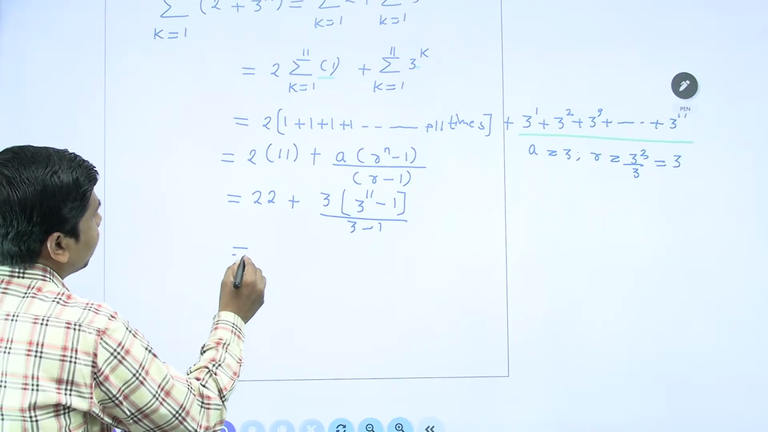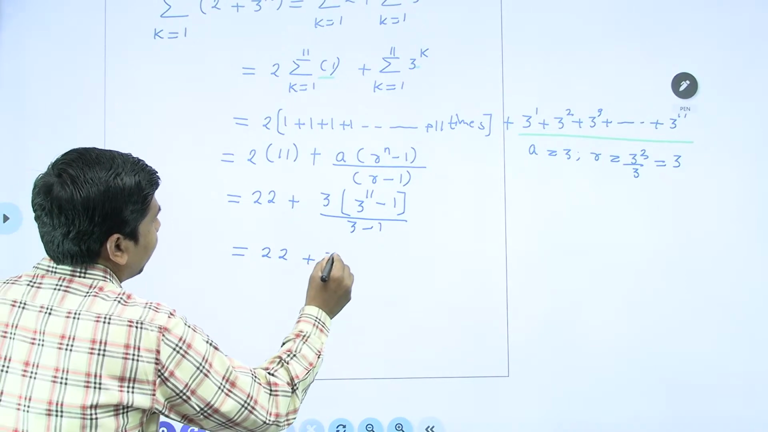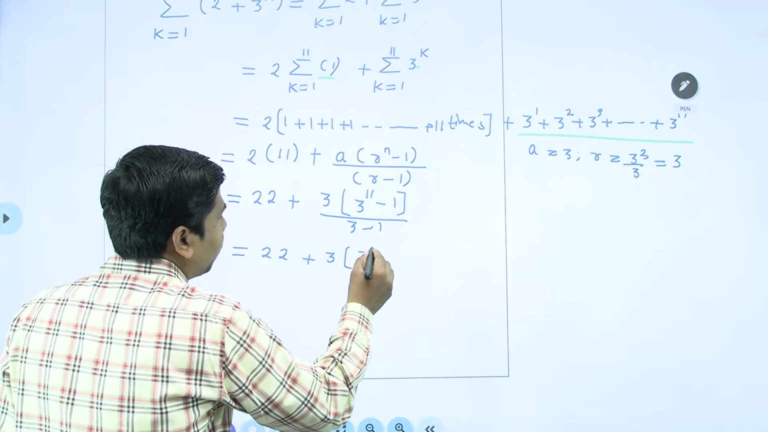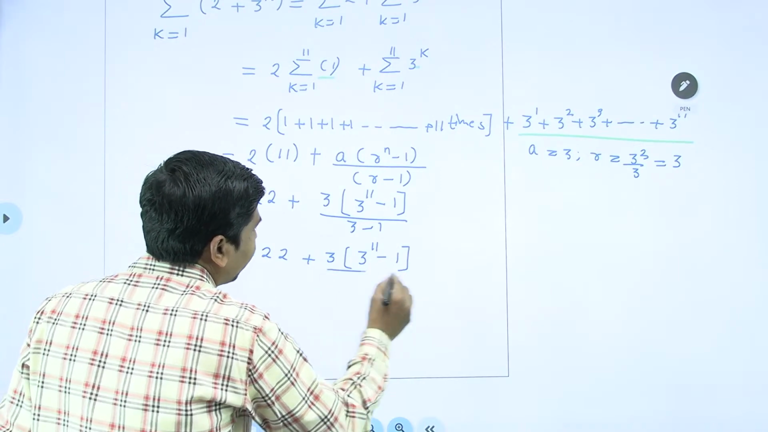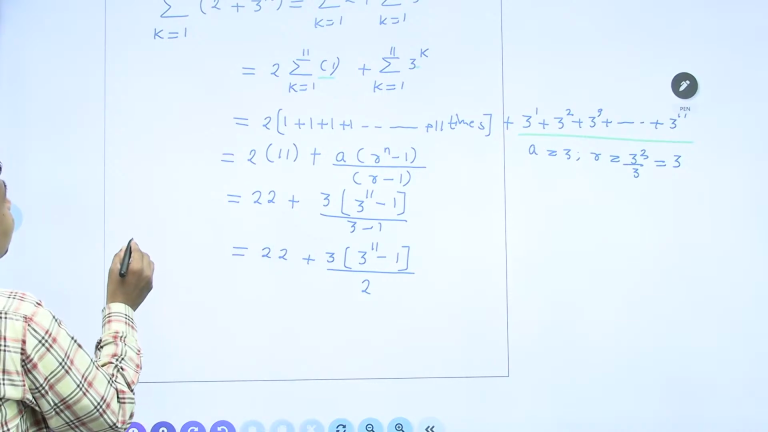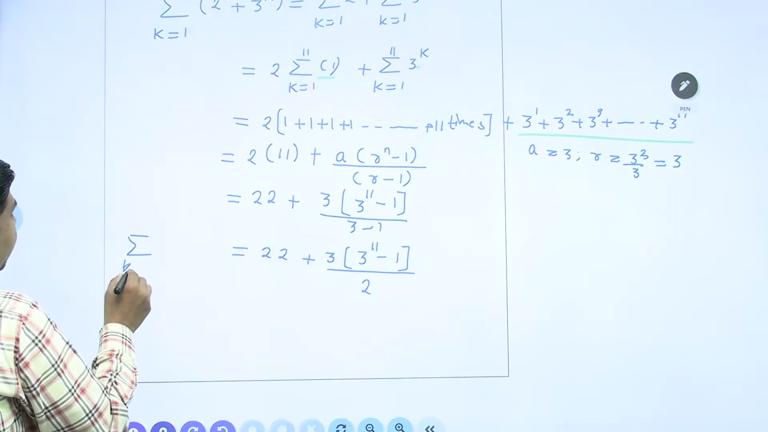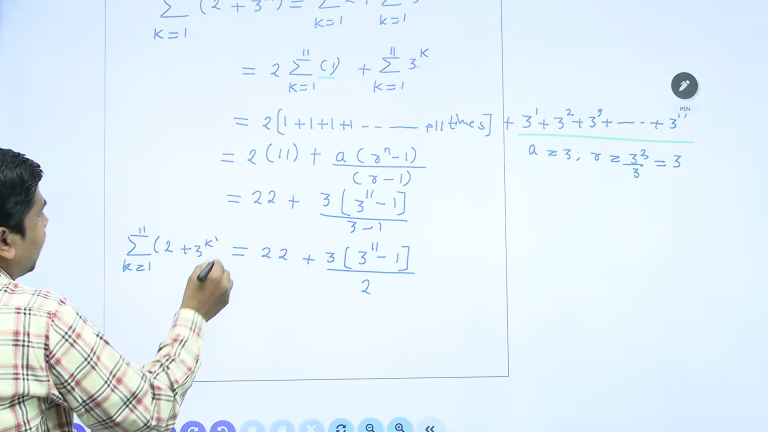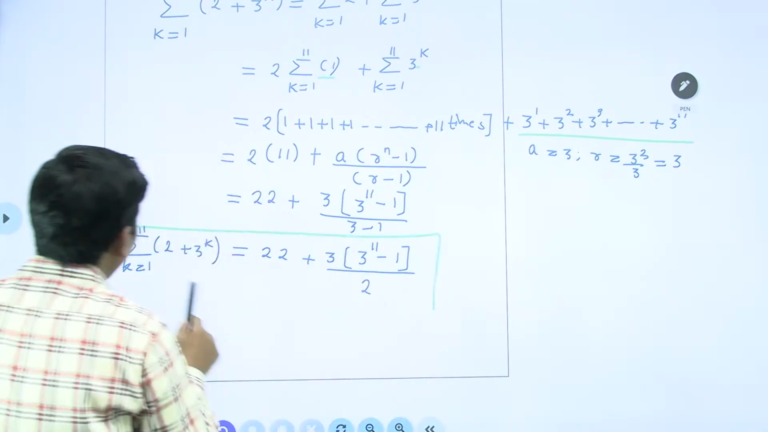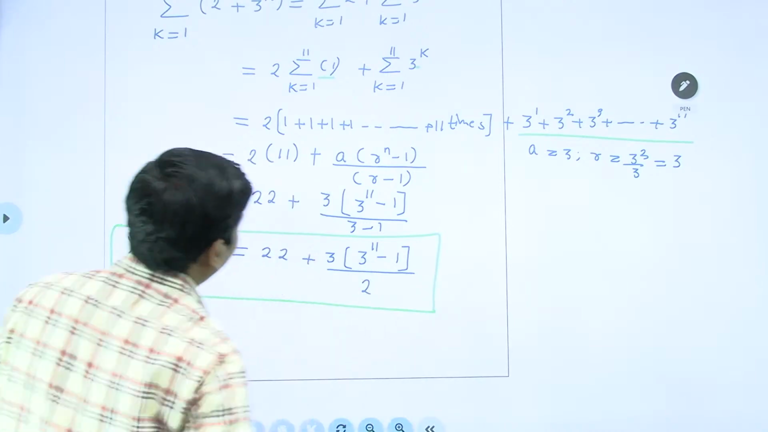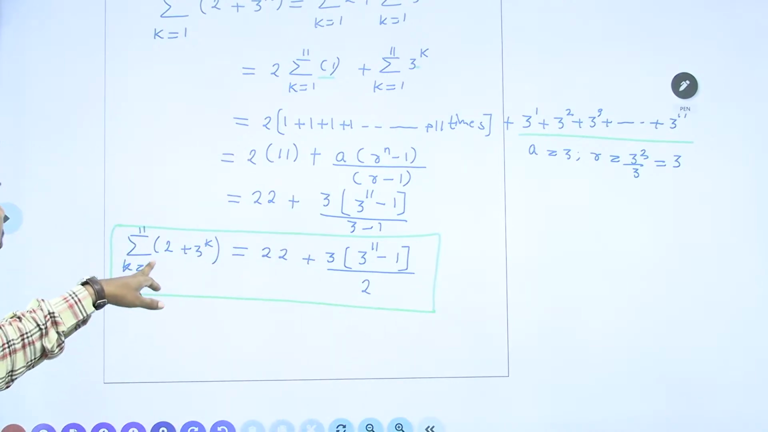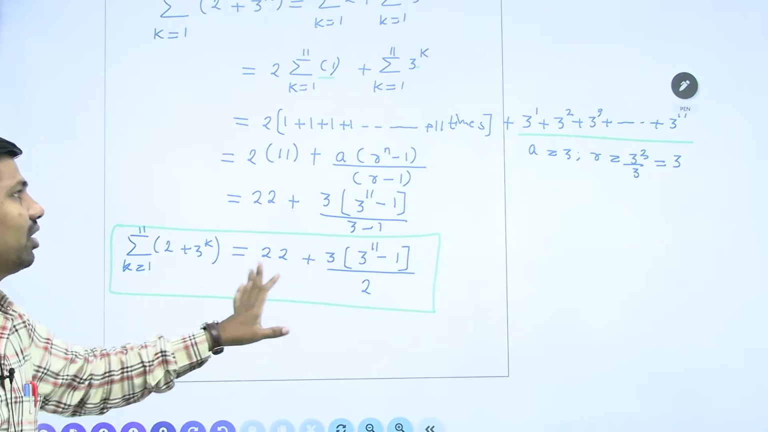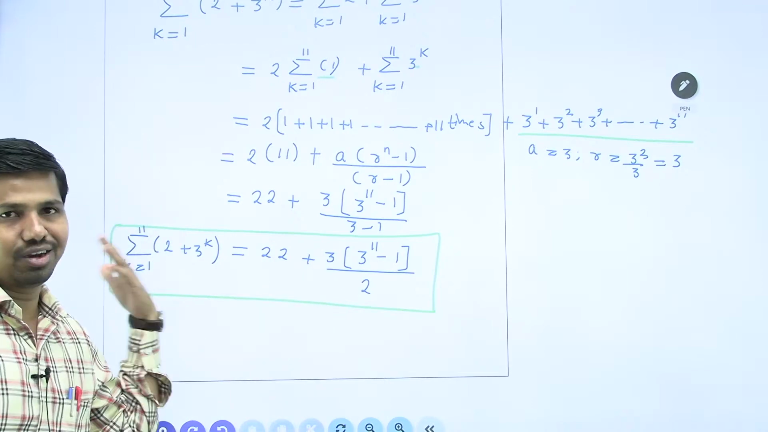which is equal to 22 plus 3 into 3 power 11, you can simplify or you can keep as it is. 3 into 3 power 11 minus 1 divided by 3 minus 1 is 2. This is nothing but your summation, k runs from 1 to 11, of 2 plus 3 power k, right? So the value of summation k runs from 1 to 11, 2 plus 3 power k is 22 plus 3 into 3 power 11 minus 1 by 2. So this is how to evaluate this, your result, right? Okay.